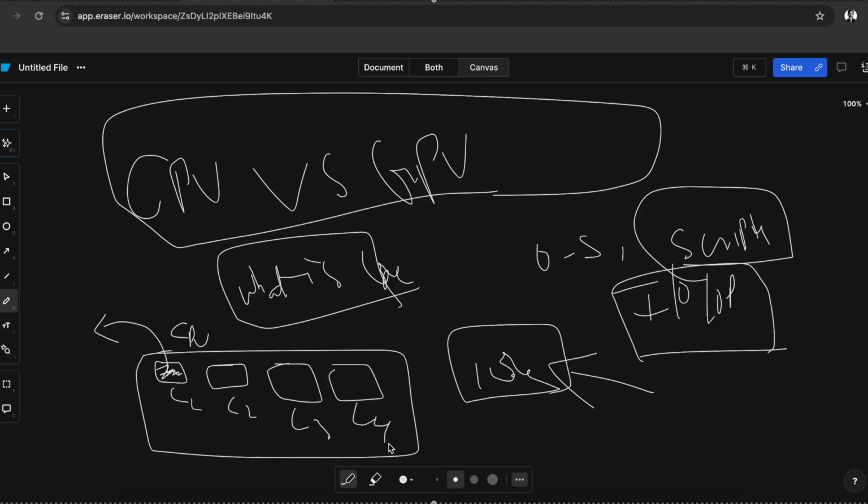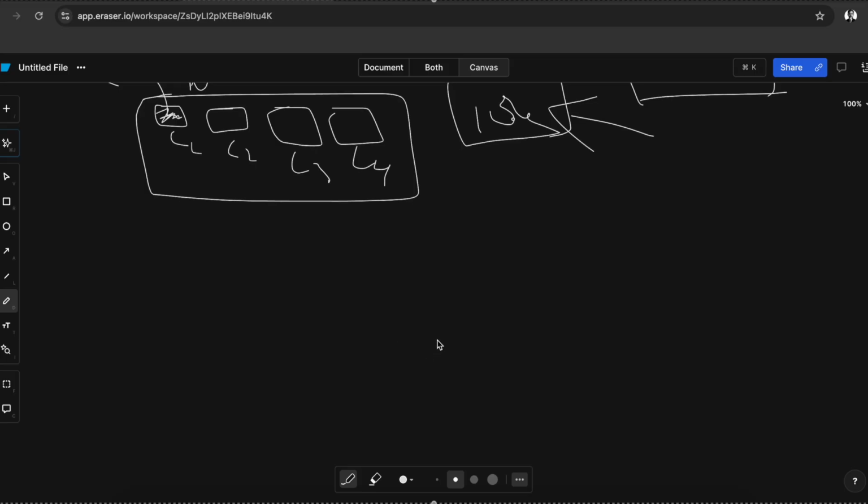A GPU is basically a graphics processing unit. Like CPU is central processing unit, here GPU is graphics processing unit. It is also a processor, but built for a different style of work.